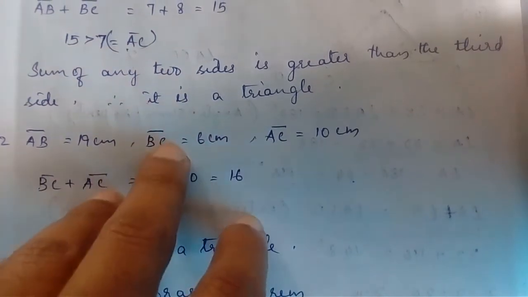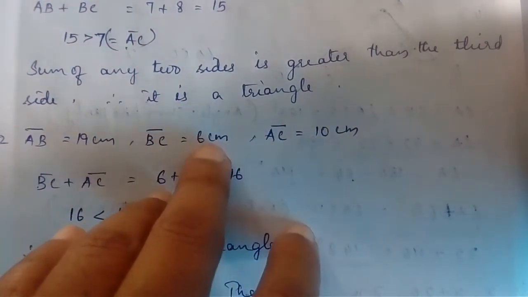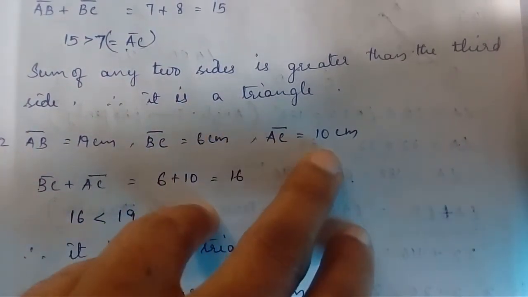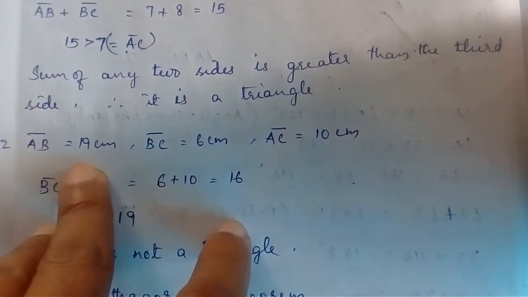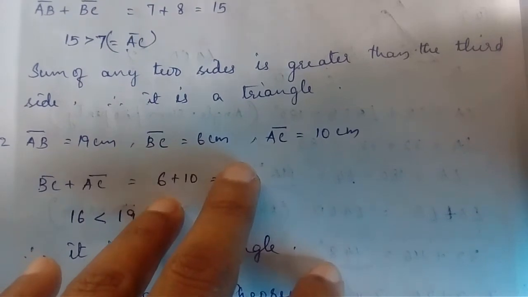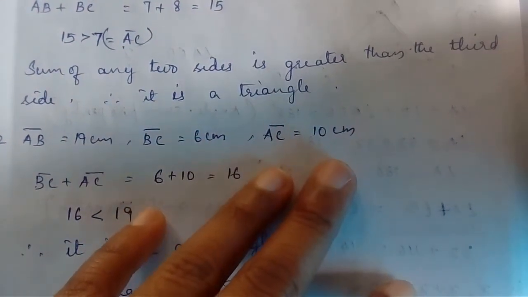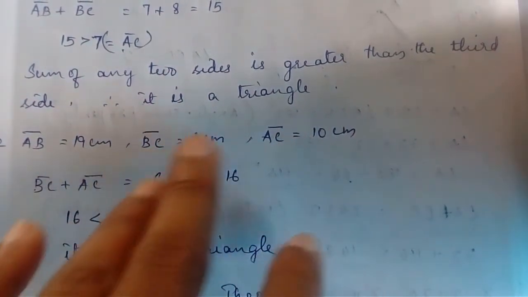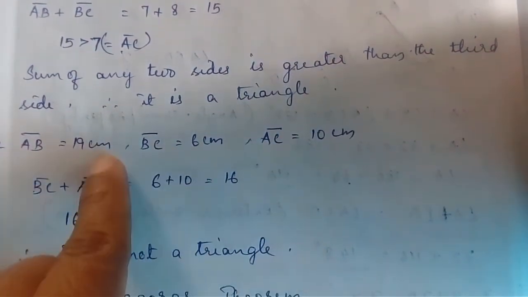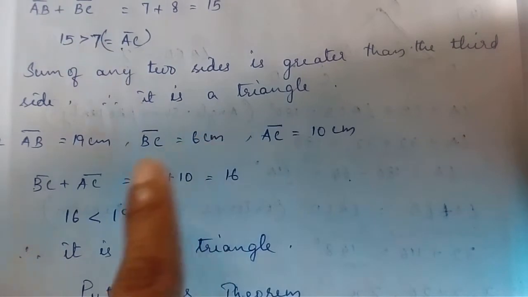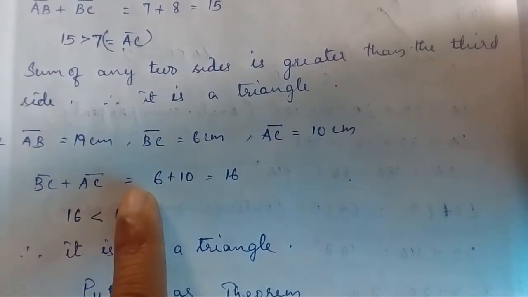Now consider BC and AC. What is the sum? 6 plus 10, 16. Is it greater than 19? No, it is not greater than 19. So in the second case, the condition is not satisfied. So these cannot be the sides of a triangle. 19, 6, 10, they will not be the measures of a triangle.